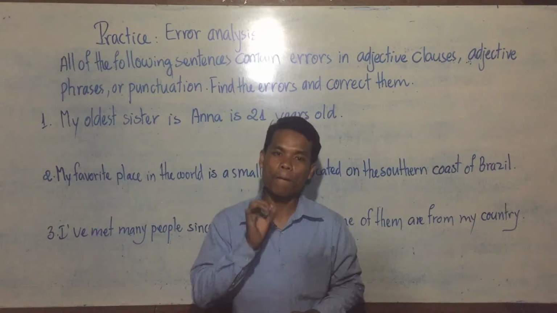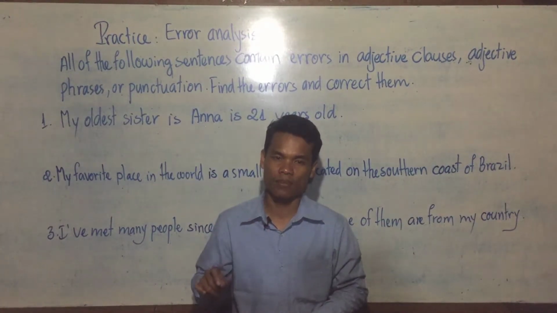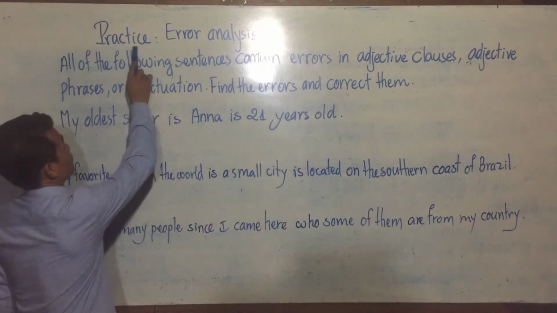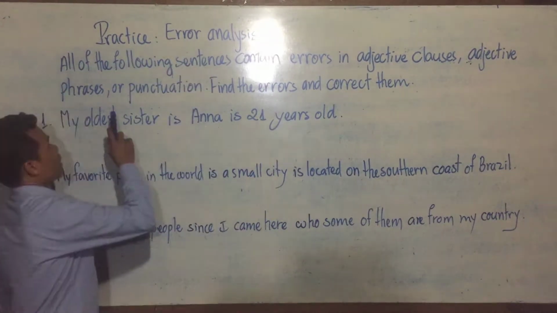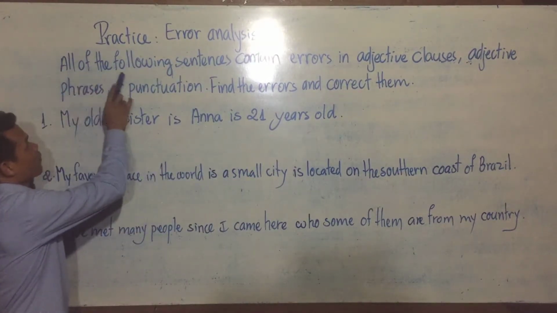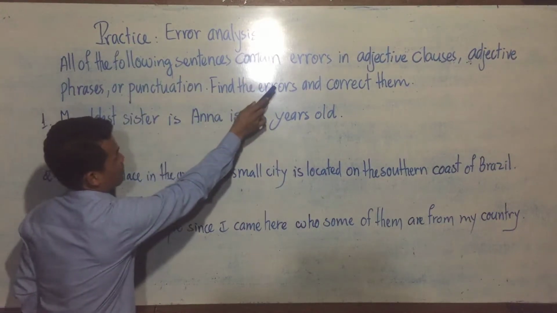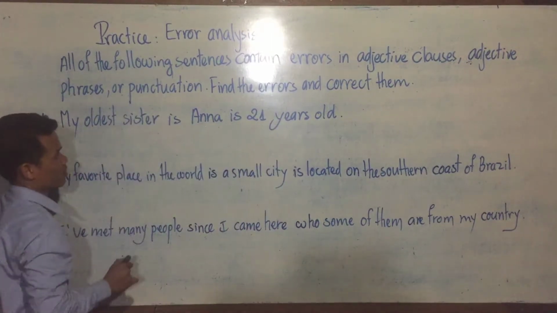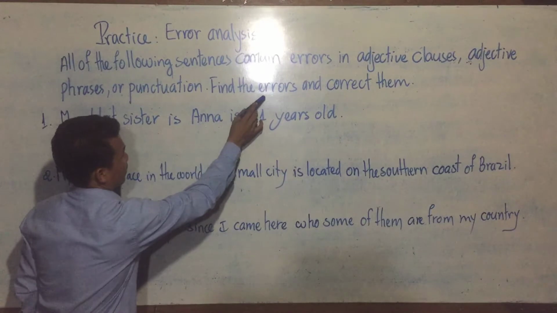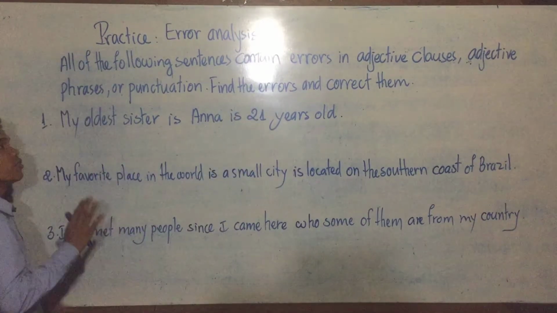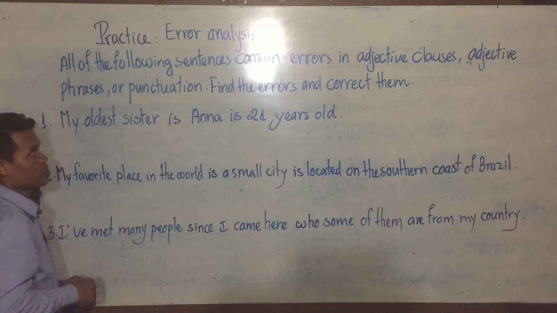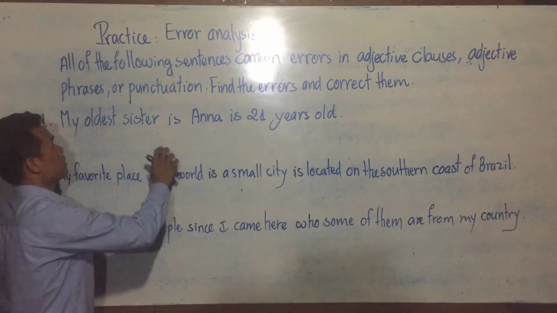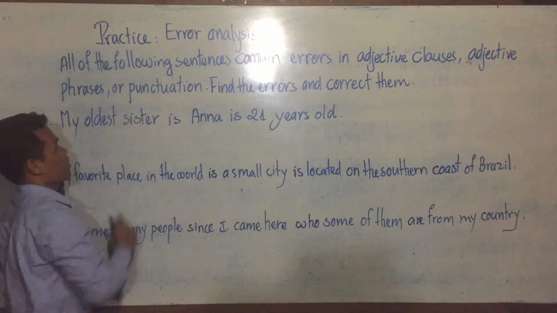For practice number 3, which is the last practice of reduction of adjective clauses here, please look at the board with me. Practice error analysis. Our direction is: all of the following sentences contain errors in adjective clauses, adjective phrases, or punctuation. Find the errors and correct them using any appropriate forms. So our errors only happen in adjective clauses, adjective phrases, or punctuation only.